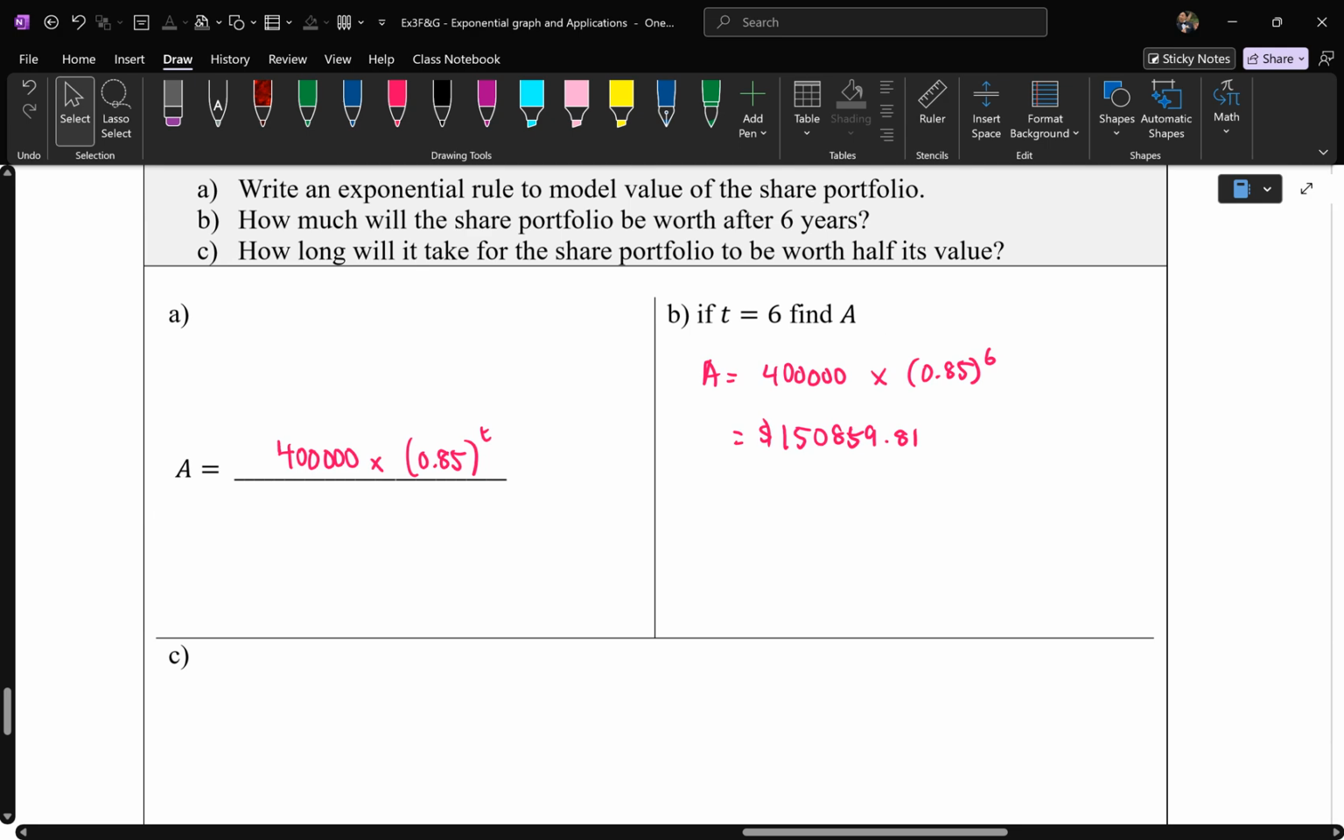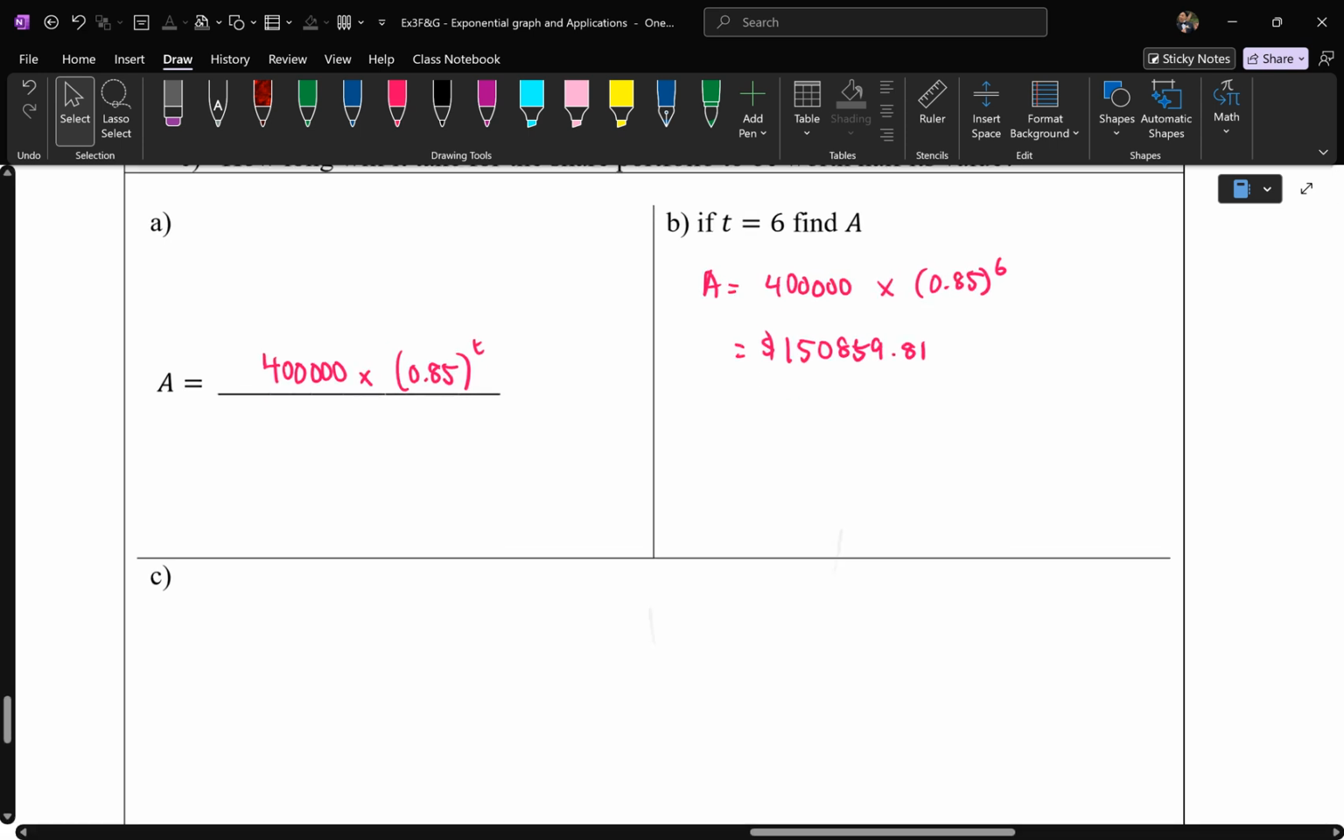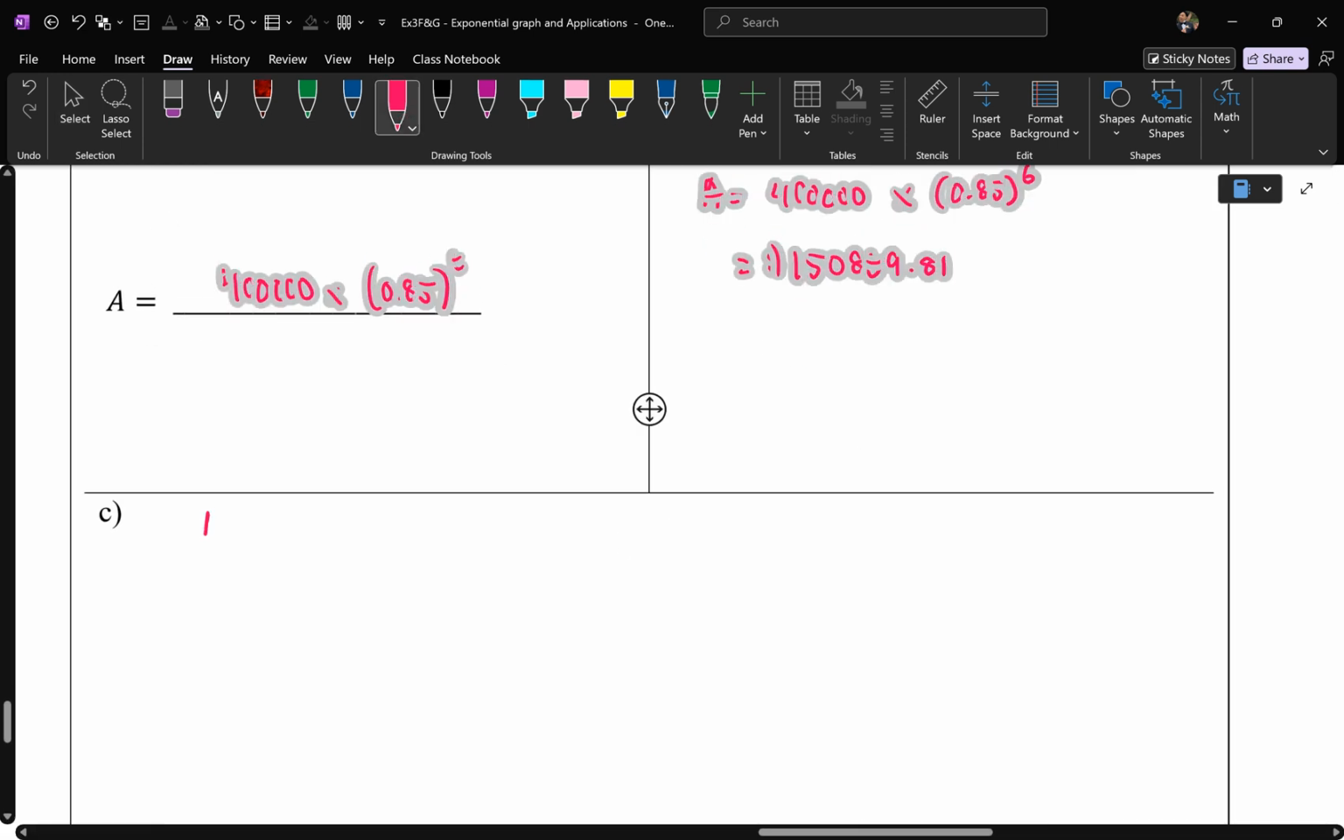All right, how long will it take for the share portfolio to be half its value? So we need A equal to 200,000.